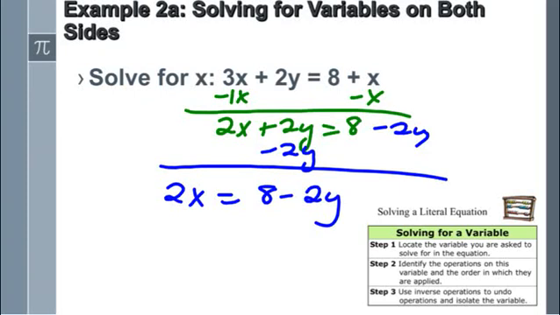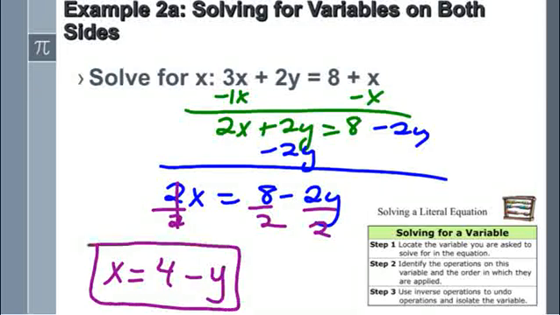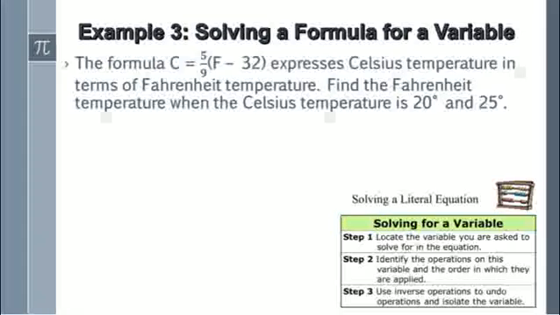Get x completely by itself, divide by 2. I'm left with x equaling 4 minus y. And I could have done it for y: y equals negative x plus 4. That would still work. Next problem.